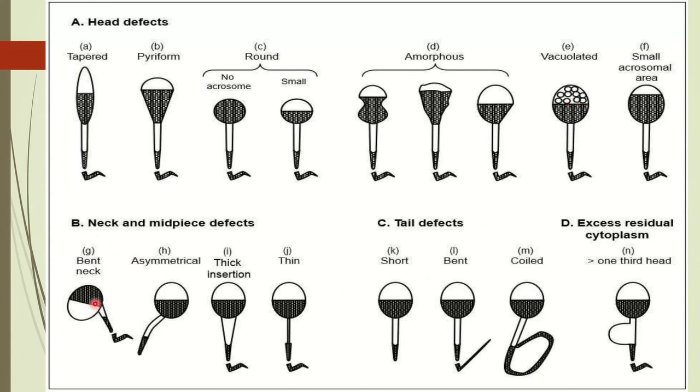The neck and the midpiece. So it is bent neck, asymmetric neck, thick insertion, thin insertion. Here you can see the tail defects. They are very short. It is bent, it is coiled, and here you can see there is excessive cytoplasmic residue which is more than 1/3 of the head. So these are all the abnormal morphologies of the sperm.